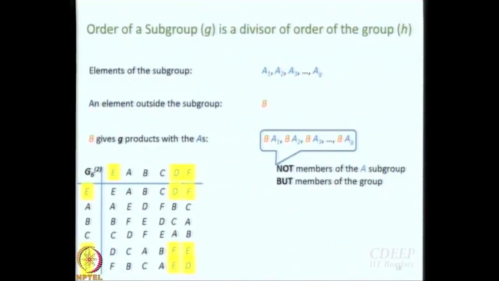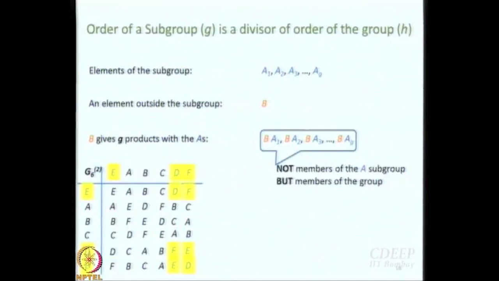E, D, F form a group, right? Take any element other than E, D and F. Take A. What is DA? DA is B. What is FA? It is C. B and C are outside the subgroup. But they had better be in the group, right? Otherwise closure will not be satisfied.